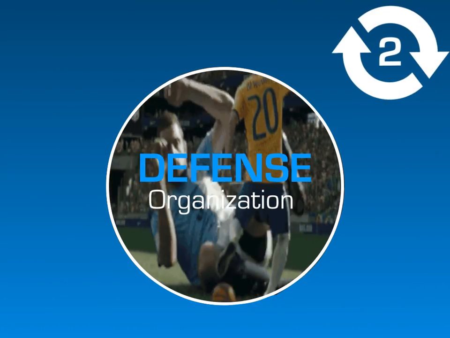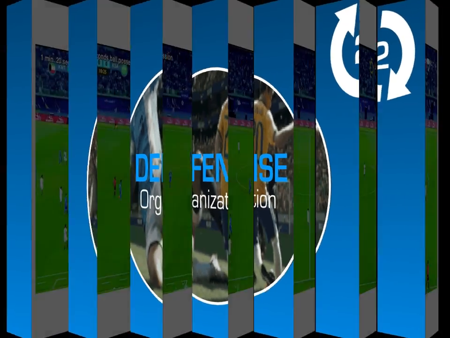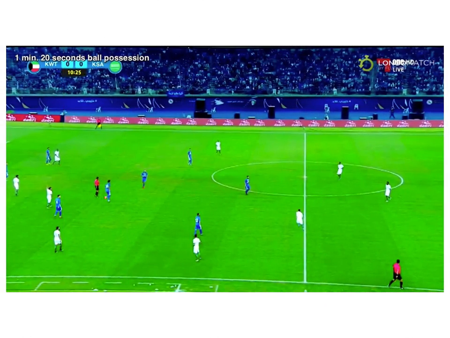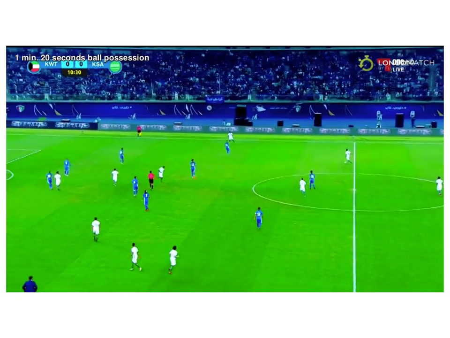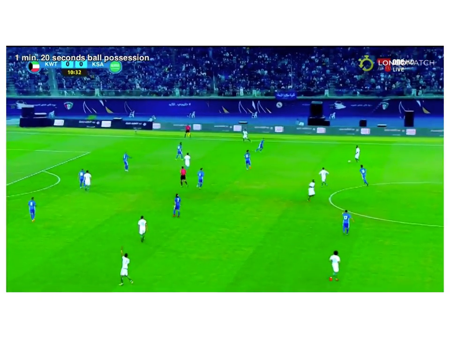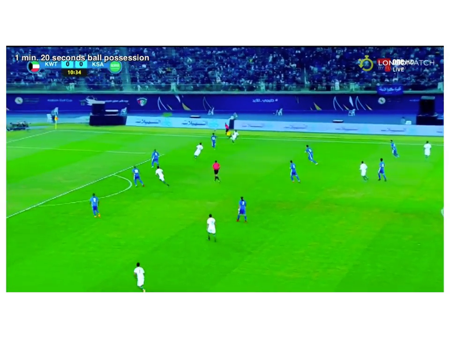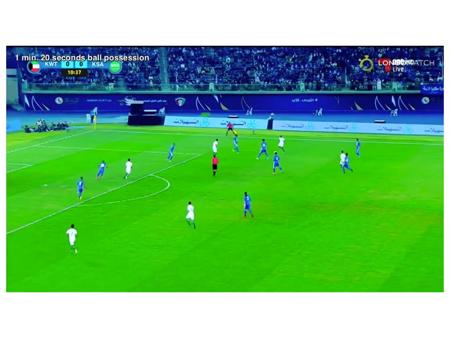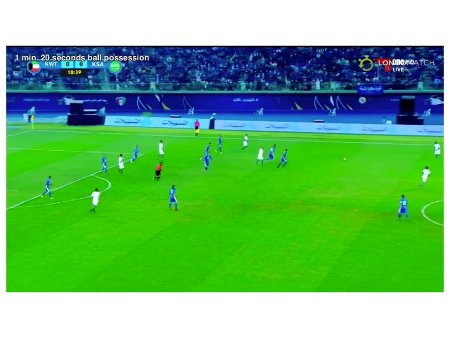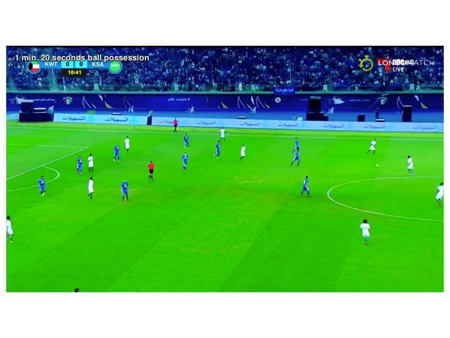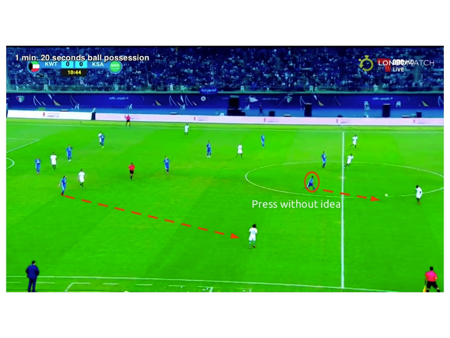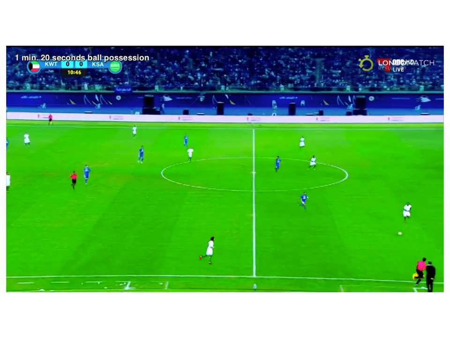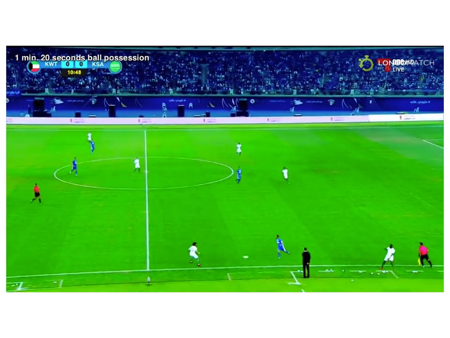Let's have a look at their defense organization. Of course, I have a few clips. The first clip I want to show is that for 1 minute and 20 seconds the Saudi team has the opportunity to keep the ball. This is because Kuwait are not very organized. They have big problems. Sometimes they pressure. You see that now. The striker goes to pressure while he has no coverage from the back. The left back here will get the ball, so the striker keeps pressuring, but without being covered.